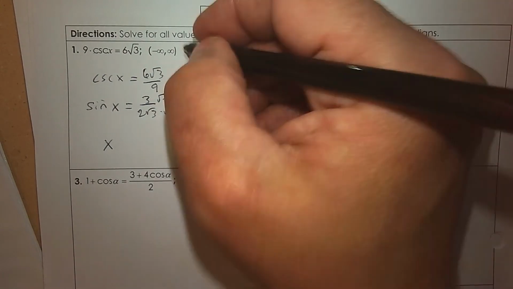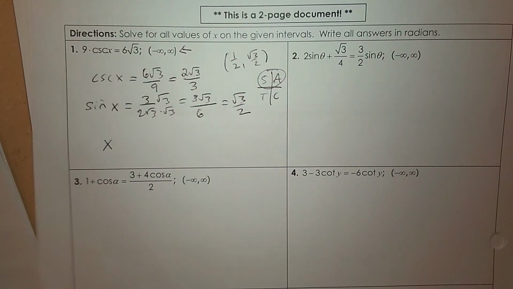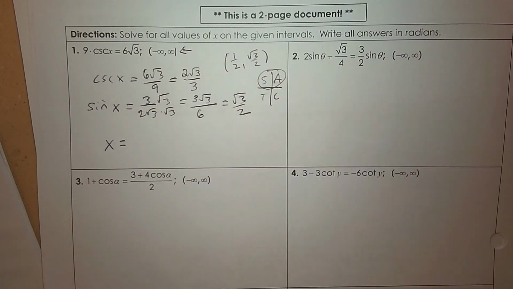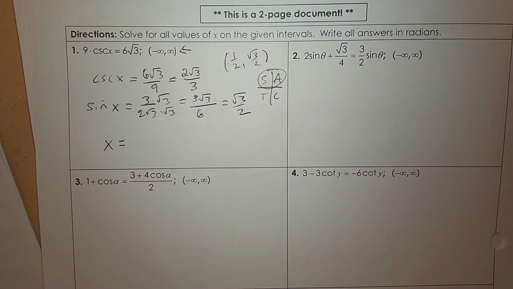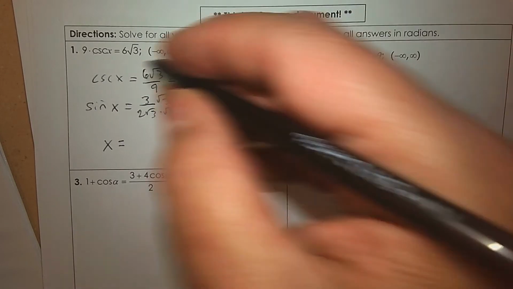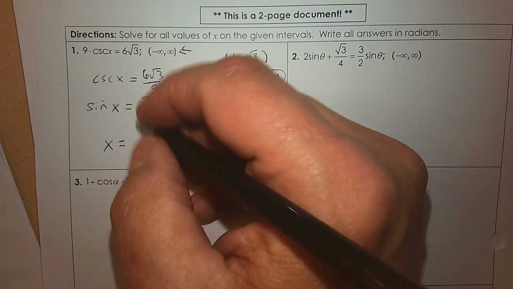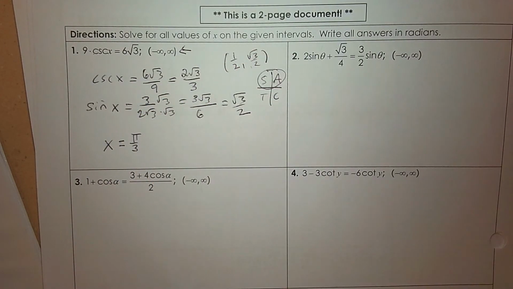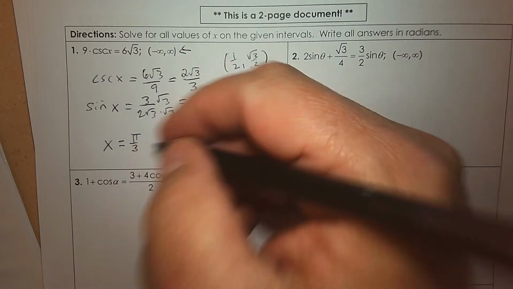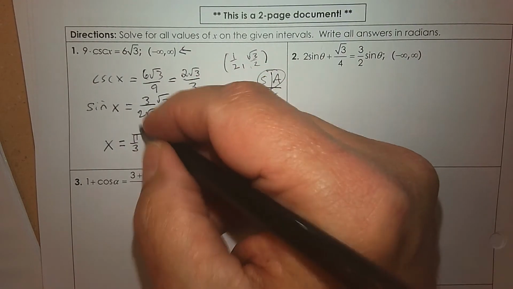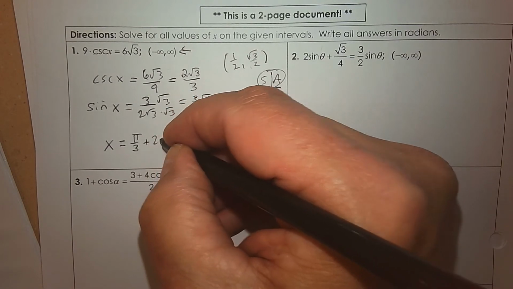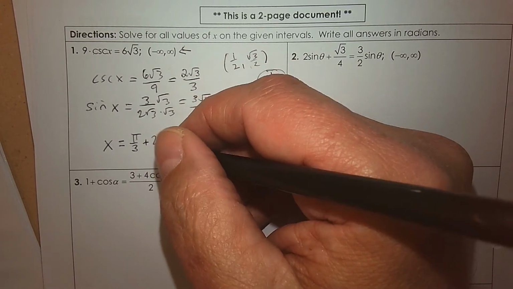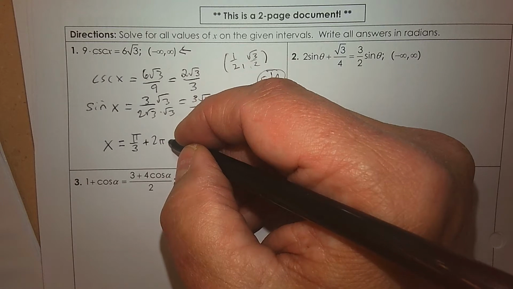Now, I want to know all answers from negative infinity to infinity. So what I have to do is set up and understand this: in quadrant number 1, the answer would be 60 degrees, or pi over 3. But it could be periodic, over and over again. So that means I have that angle plus every rotation of 2 pi. You can use k or you can use n. The answer key uses n, so that's fine.